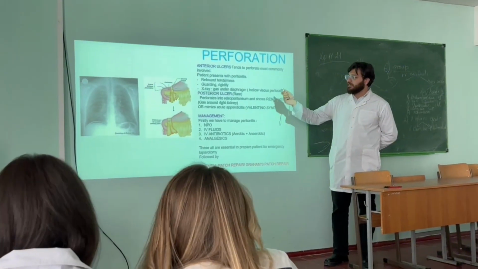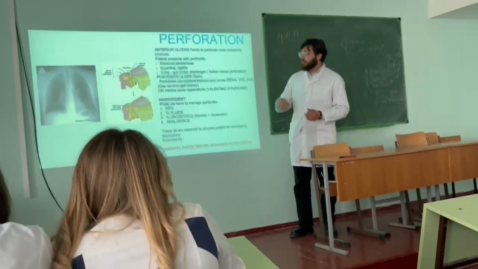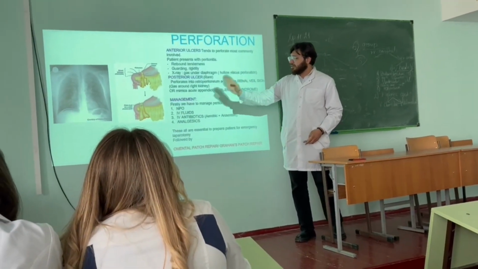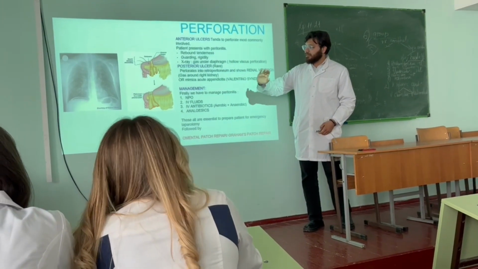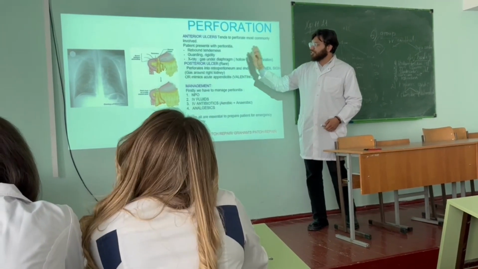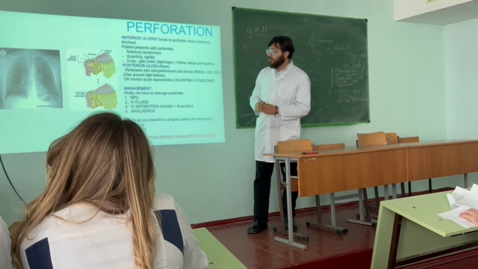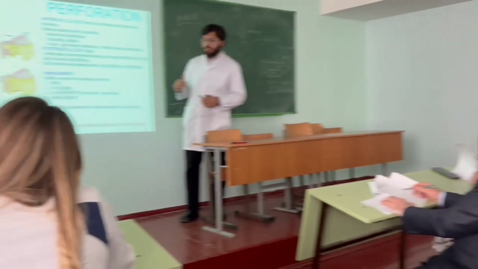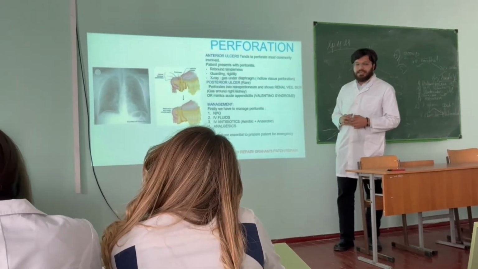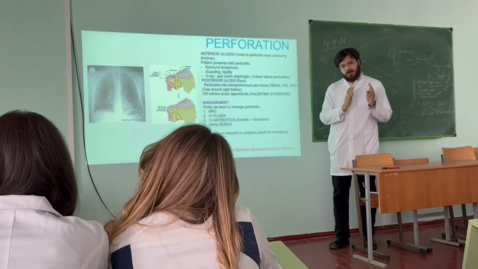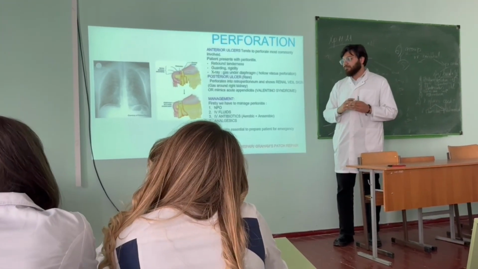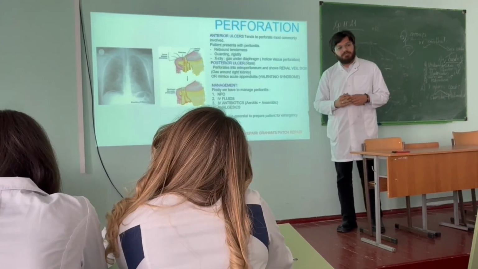Tenderness, rigidity, guarding, and X-ray. We can see gas under the diaphragm, but it doesn't signify where the perforation is. The patient can have perforation anywhere. Or sometimes, if it is retroperitoneal, then he will show the renal vein sign. That means there will be gas around the kidney, or sometimes it can mimic acute appendicitis.